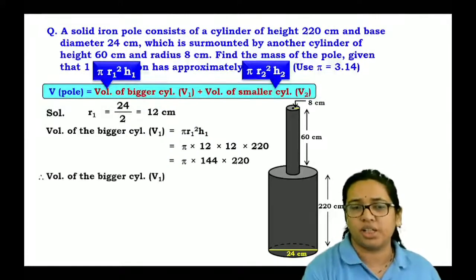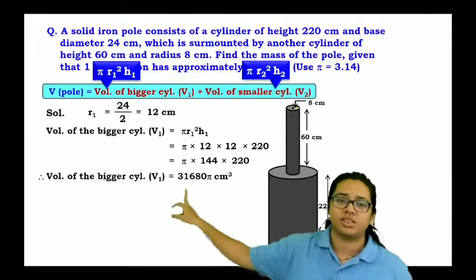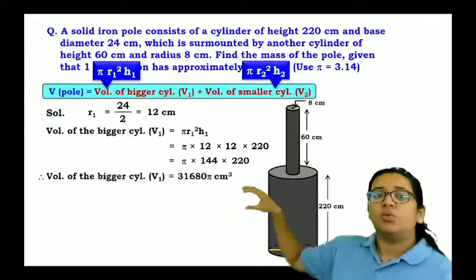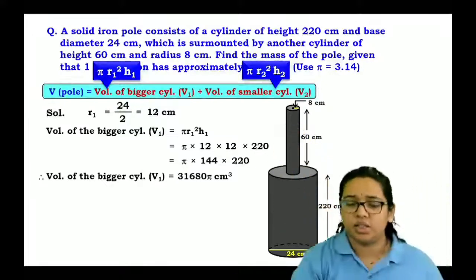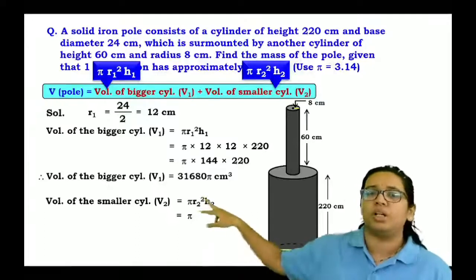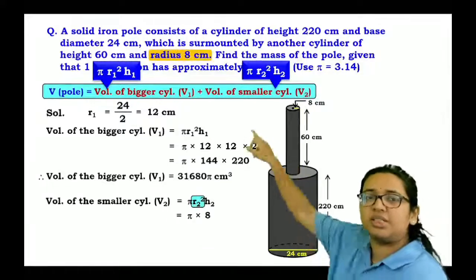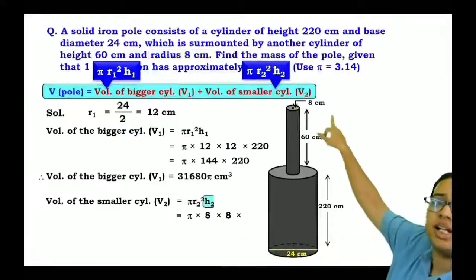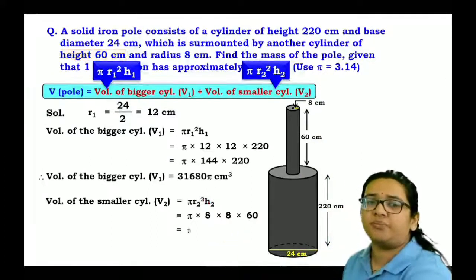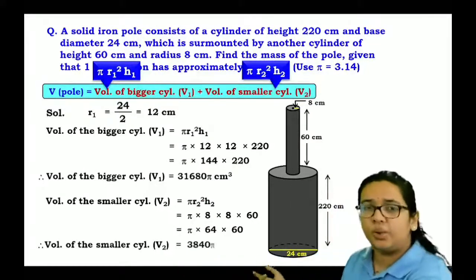So, after calculating this, you will get volume of the bigger cylinder will be 31,680 pi cubic centimeter, as well as volume for the smaller cylinder will be pi r square h, that is pi into radius for the smaller cylinder, which is given as 8 centimeter, and its height will be 60. So pi into 8 into 8 into 60.